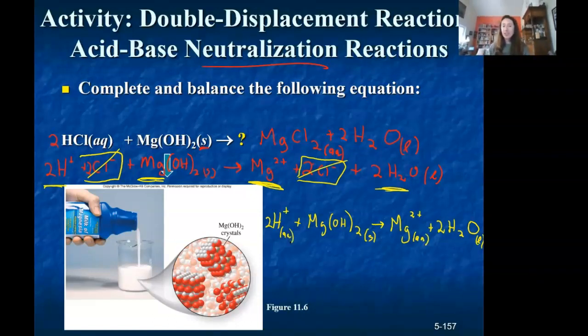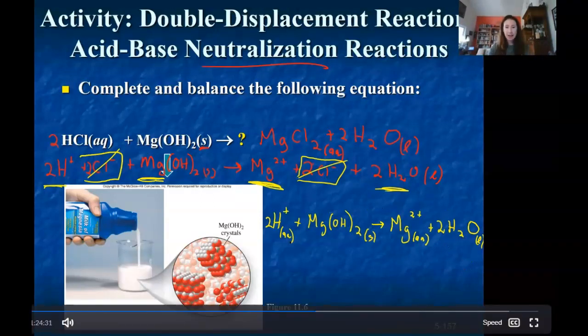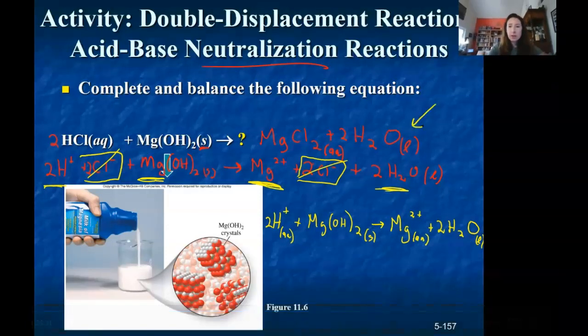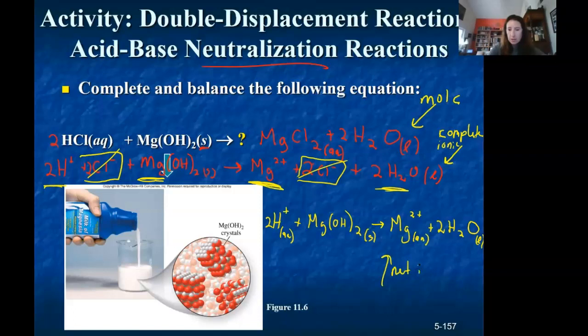So sometimes they look different. It's okay. As long as you follow that same formula, you're good. The thing is, you have to cross off the exact same thing on both sides. So this would be your molecular equation. This would be the complete ionic, or again, sometimes called total ionic. This would be the net ionic equation.